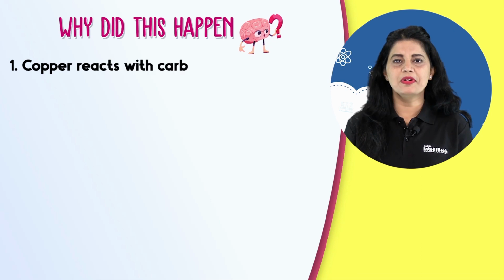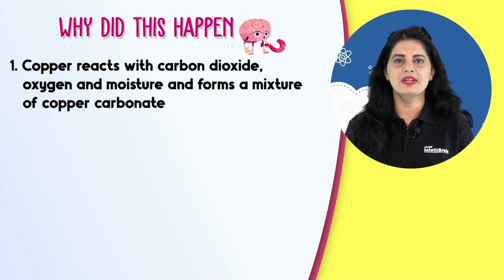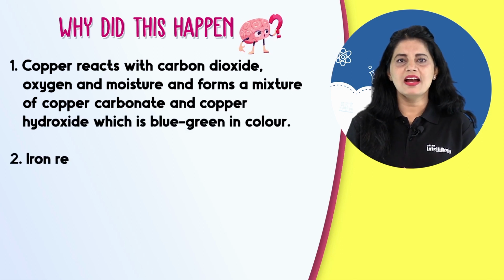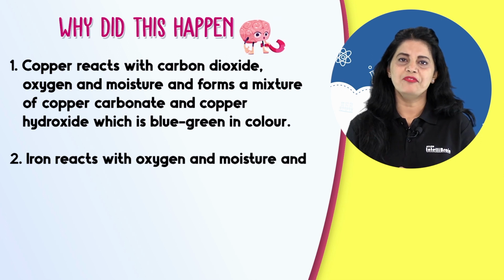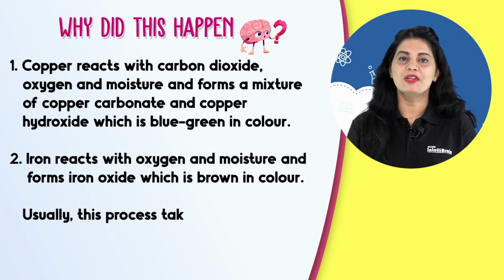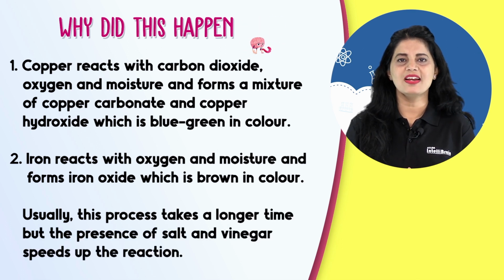Copper reacts with carbon dioxide, oxygen and moisture and forms a mixture of copper carbonate and copper hydroxide, which is blue-green in color. Iron reacts with oxygen and moisture and forms iron oxide, which is brown in color. Usually this process takes a longer time, but the presence of salt and vinegar speeds up the reaction.